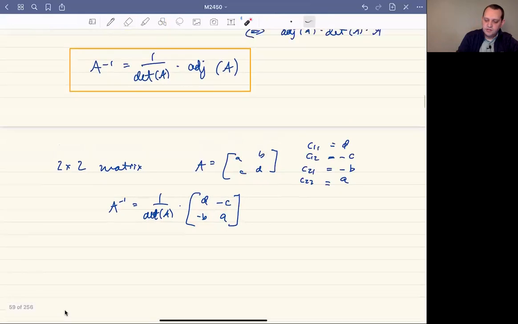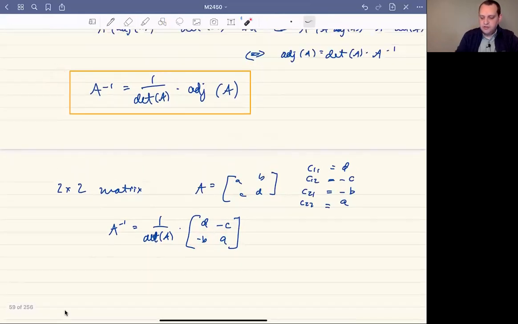This formula, just very importantly, works for matrices of all sizes. So I think seeing it for a 2 by 2 can be helpful to kind of put it in context, but really it's going to be useful for when you have larger matrices.